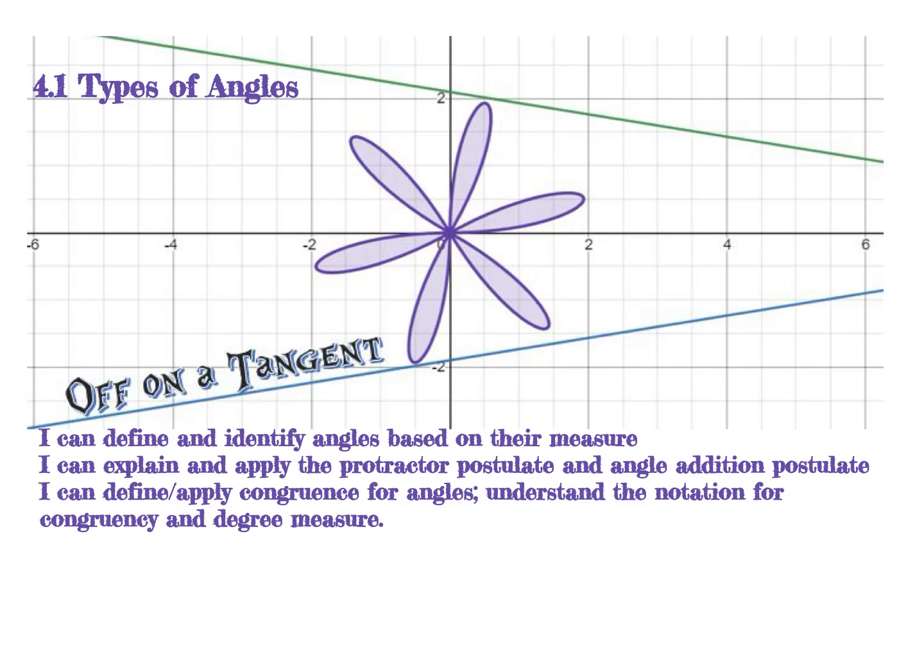Hello and welcome. In this video, we're going to talk about types of angles. Our objectives are that we can define and identify angles based on their measure, that we can explain and apply the protractor postulate and angle addition postulate, and that we can define and apply congruence for angles, understanding the notation for congruency versus angle measure. So let's go ahead and jump right in.